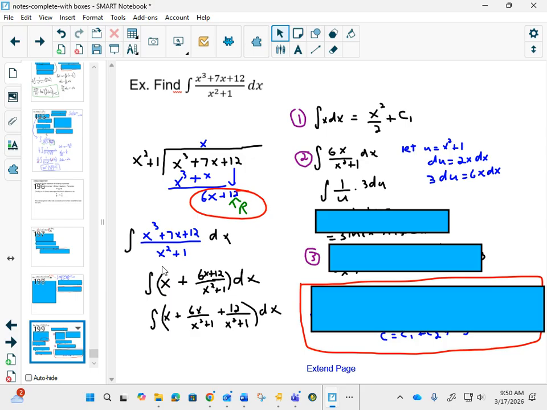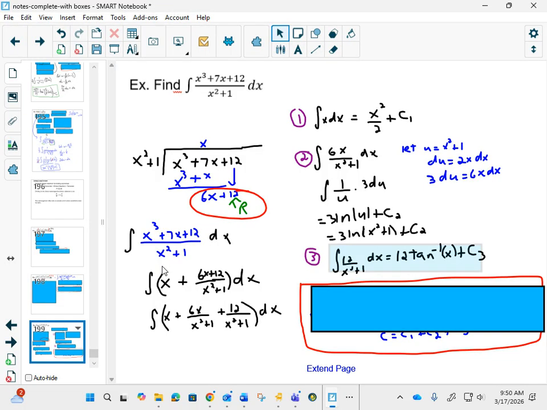The second one works out to 3 natural log of the absolute value of u plus c, which is 3 natural log x squared plus 1. You see, I took away the absolute values because x squared plus 1 is always positive. If you left them there, it's not wrong. And then the third one is tan inverse.